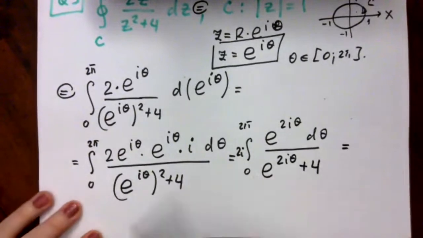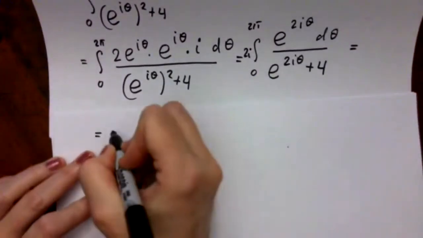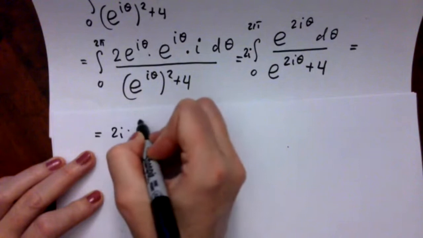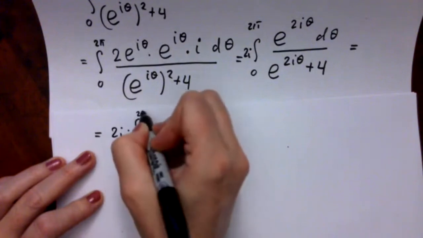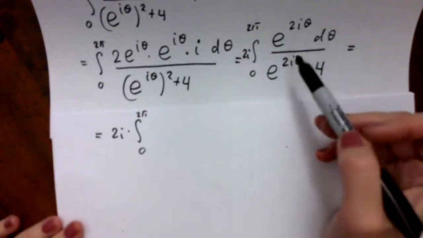So this integral now looks like, I should use a new page because otherwise I'm running out of room here. Okay, so 2i is in front of the integral, from 0 to 2 pi. What can you do with this integral?